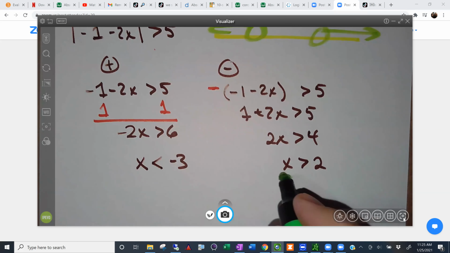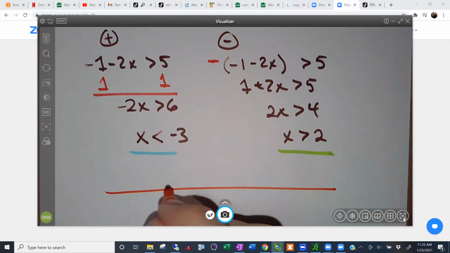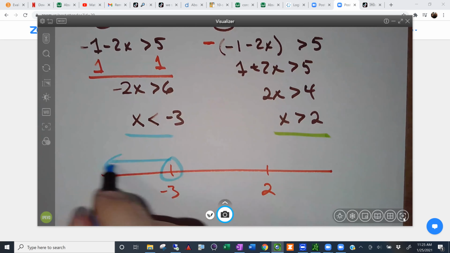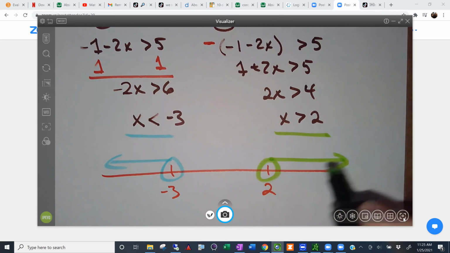I'll graph this one in green. I'll graph this one in blue. And let's draw ourselves a nice little line here. For myself, when I graph these things, I typically put just, say, the numbers that I need. In this case, -3 and 2. What kind of a dot, solid or hollow, am I going to use on -3? A hollow dot. Arrow goes to the left. Hollow dot again, arrow to the right.